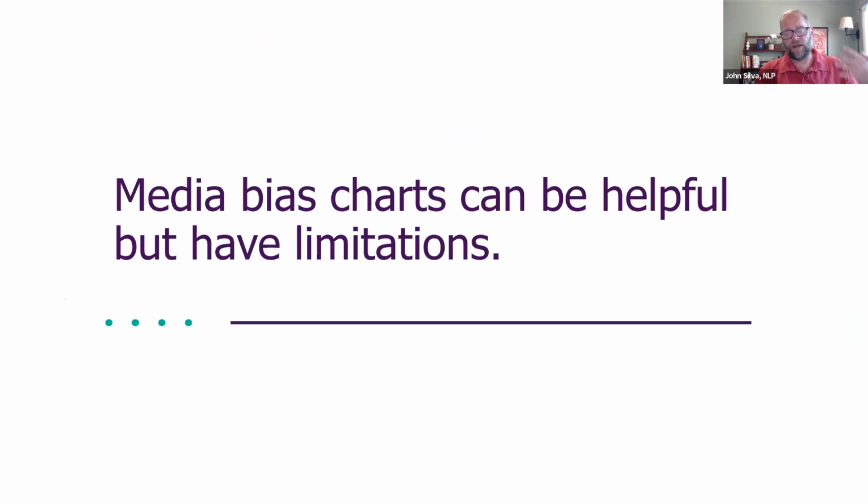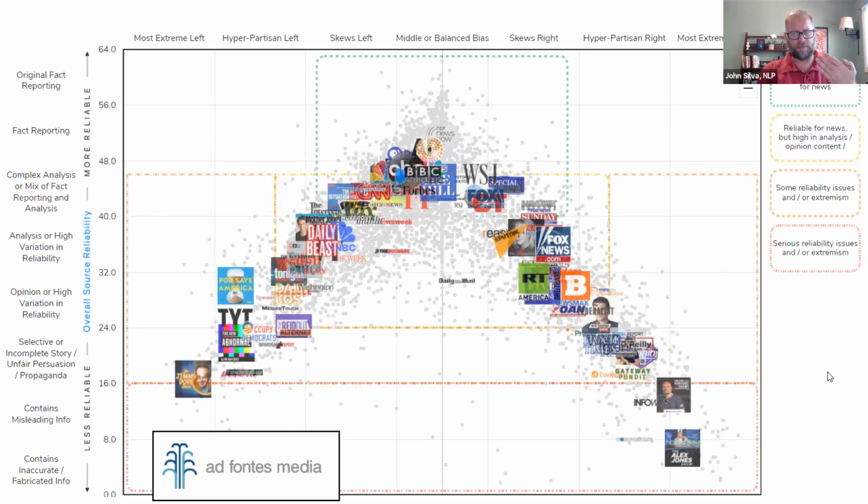Now, I know that a lot of people recommend and will use media bias charts. And so I want to emphasize some of the limitations and express some caution about how we use media bias charts. So, the Ad Fontes media chart has been around for a long time. It's one of the most detailed out there, right? But it is focused mainly on partisanship, left or right, and it does talk about original fact reporting down to inaccurate or fabricated information. It's a very complicated chart to try to get through.